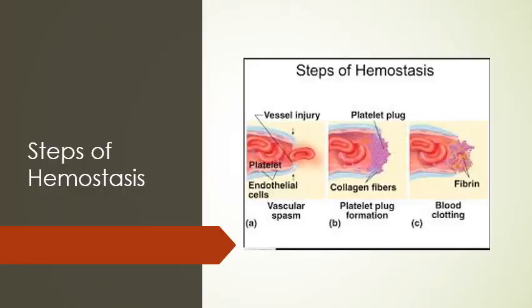These are just some steps of hemostasis. It's a vascular spasm, or when your vessel's injured. When the platelets get together to make a plug, it forms kind of a barrier so that you can't bleed out anymore. And then your blood clots with fibrin, and wherever the injury is takes over and repairs itself.